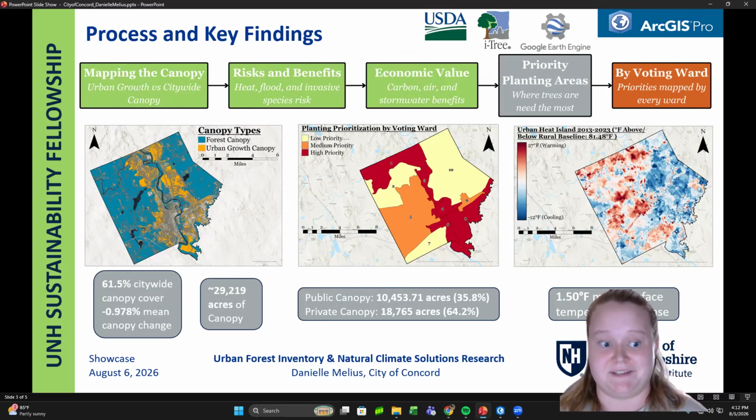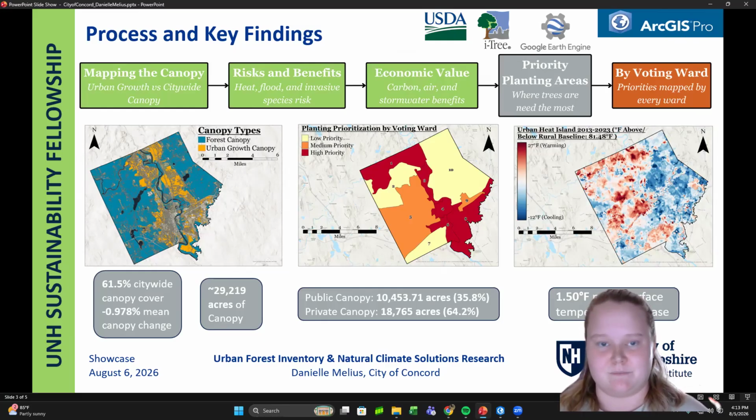Our results specifically found that 61% of Concord is covered by tree canopy, with about 30,000 acres, which is amazing. I mean, again, I came from Connecticut, and when I think of the cities that I grew up near, which is Hartford and New Haven, I could almost bet that they don't have nearly as much tree canopy. But like Connecticut and a lot of other states in New England and around the world, they have seen a decrease in the canopy, with almost 1% canopy loss since 1985.